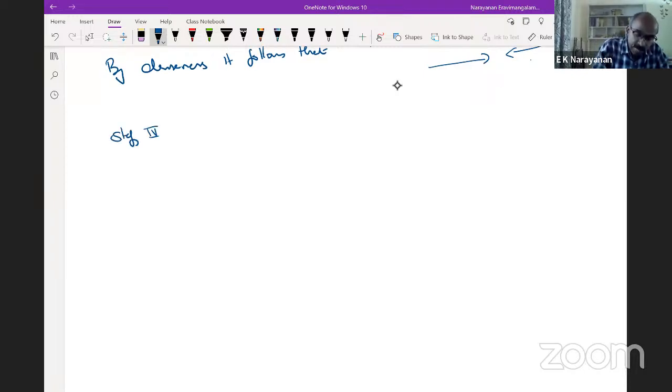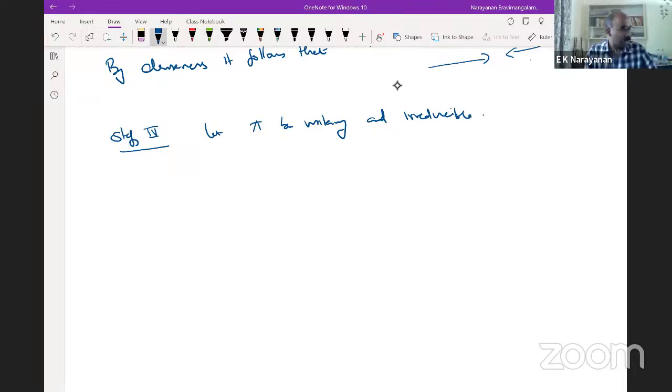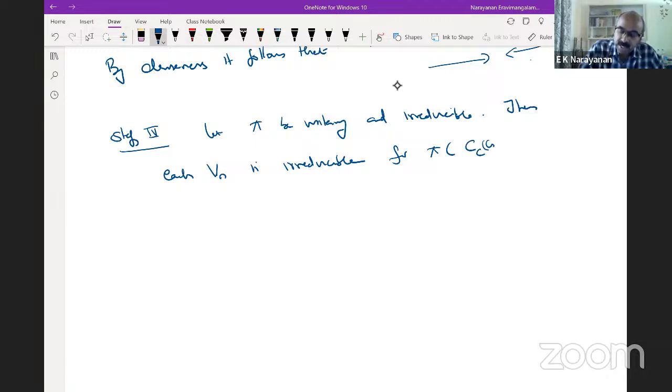So that is the last step. Step 4. Let pi be unitary and irreducible. Then what we have proved is each V_n is irreducible. Each V_n is irreducible for pi of C_c(G)_{n,n}, right? That is what we just proved.